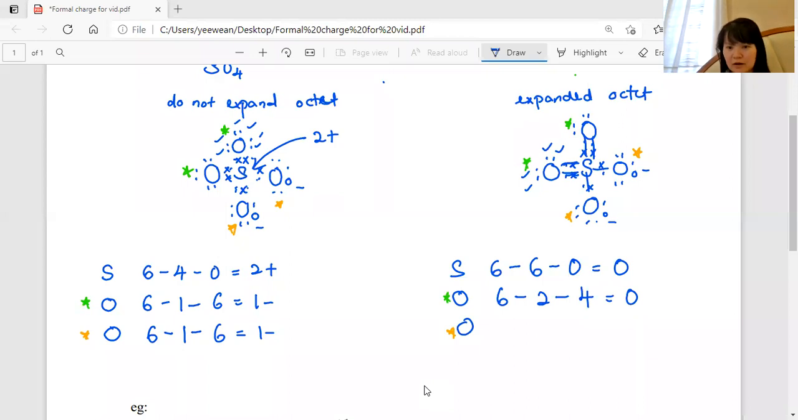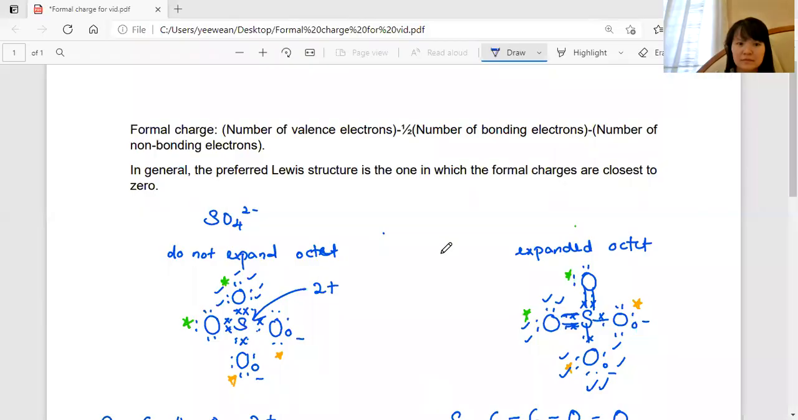And the yellow star oxygen with a single bond here. So 6 outermost electrons minus half of the bonding electrons. That's 2 electrons that are bonding, so half of that will be 1. And non-bonding electrons, 1, 2, 3, 4, 5, 6. So 1 minus.